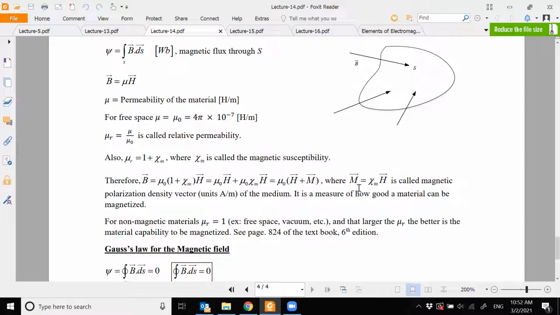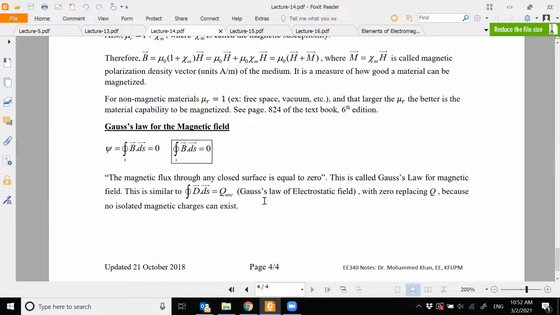Okay, so for free space and for vacuum, you know that our relative permeability will be 1. Okay, so we will stop, and in the next class we will take the magnetic vector potential. Okay.